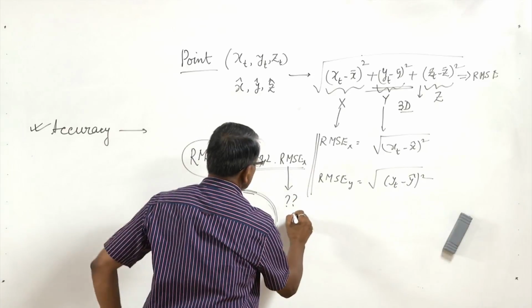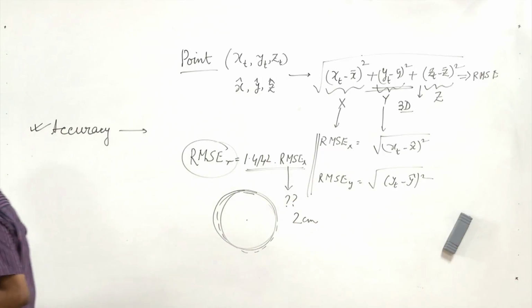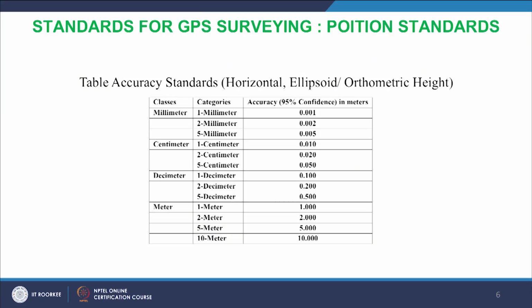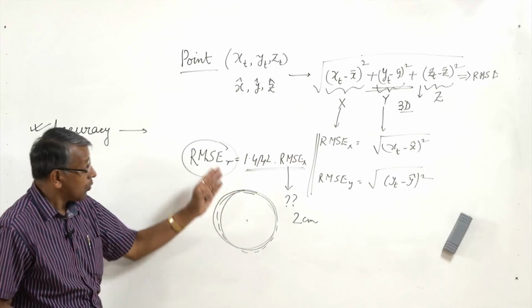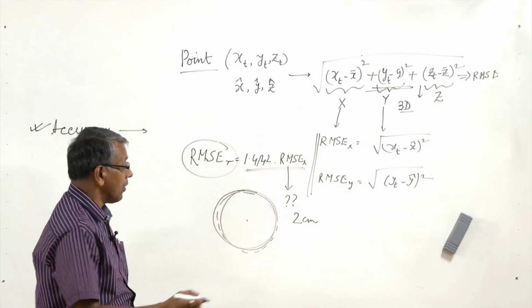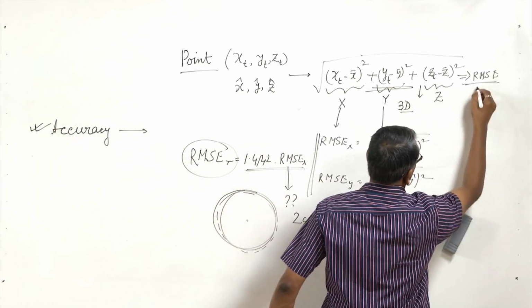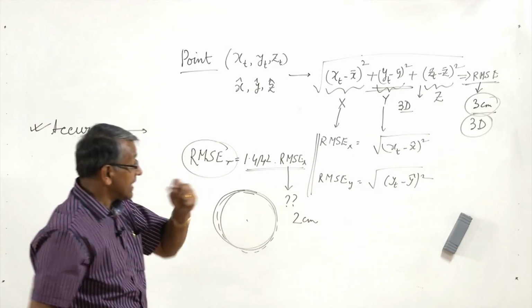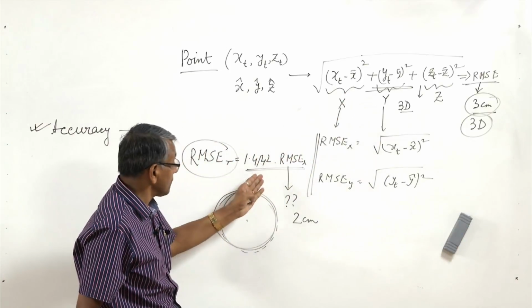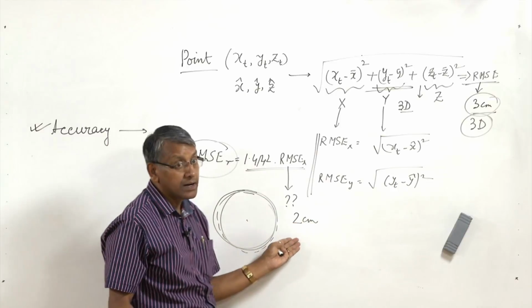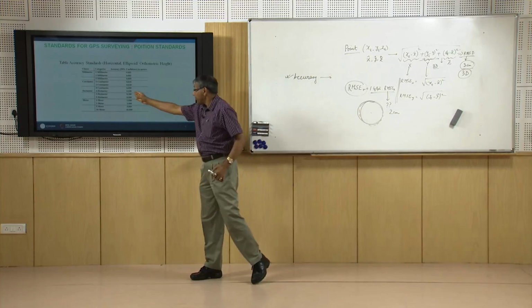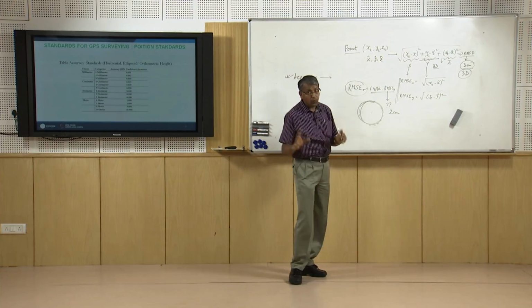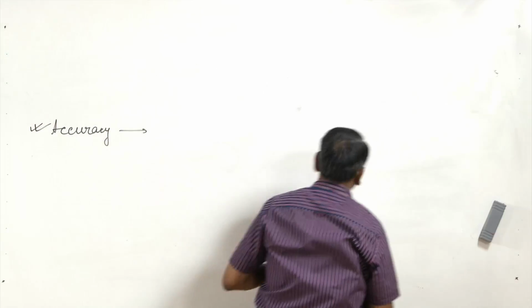Depending upon this value, suppose it is 2 centimeter, then from our chart we can say this is the standard of our measurement. In this way we can see what the standard of our GPS surveying is. Now if this is the root mean square of z, suppose this is 3 centimeter, then we can say that the 3D standard is 3 centimeter. If this value is 2 centimeter, then we can say the planimetric standard is 2 centimeter. In this way, by comparing this table and computing, we can say what the standard of GPS surveying is.